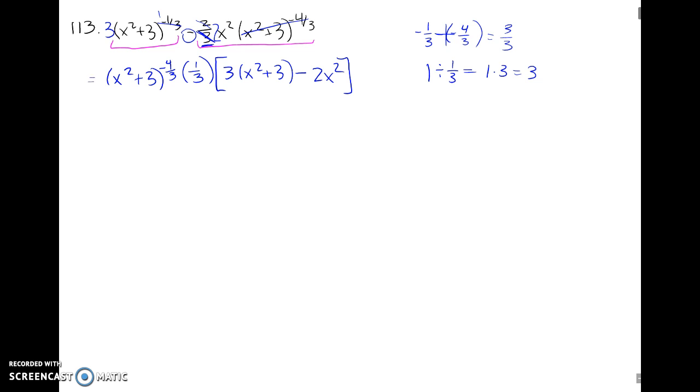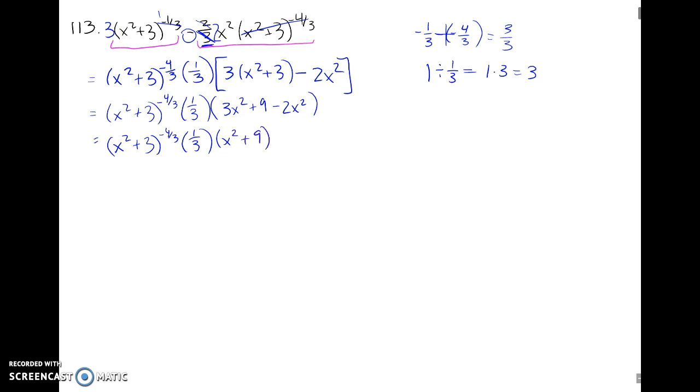Simplify that inside this big bracket right here. So you have x squared plus 3 to the negative 4/3 times 1/3. Distribute that in. You have 3x squared plus 9 minus 2x squared. Okay, keep going. X squared plus 3 to the negative 4/3 times 1/3. 3x squared minus 2x squared gives you an x squared plus 9. Okay, factored. This is completely factored.